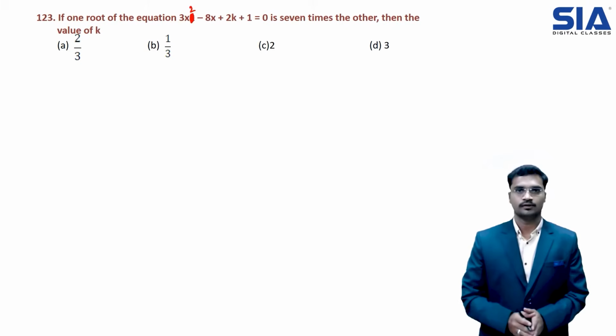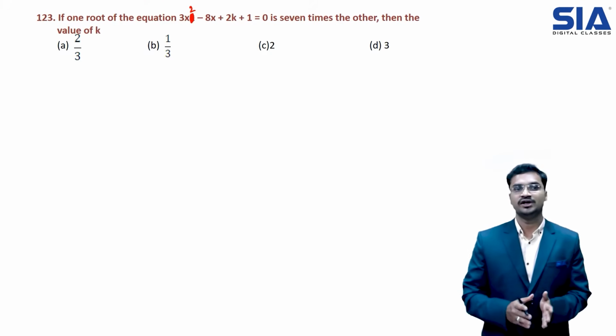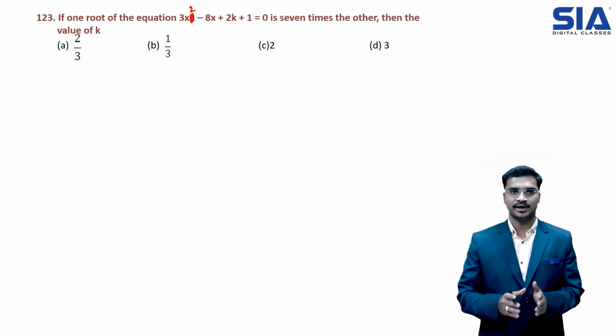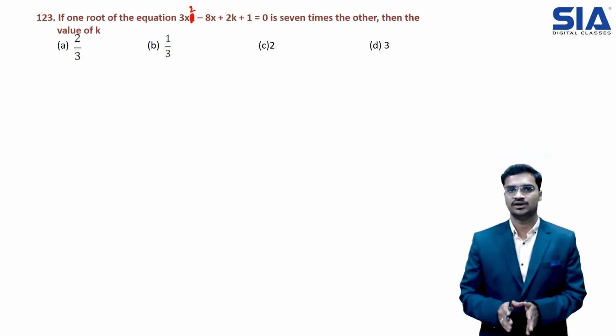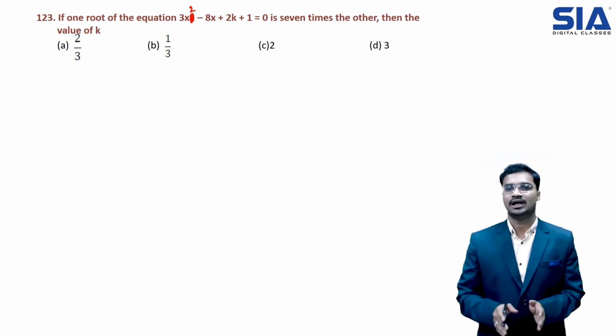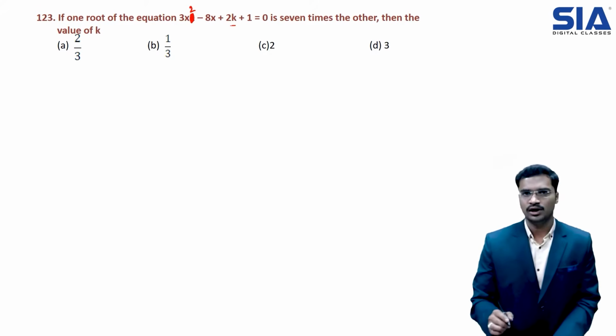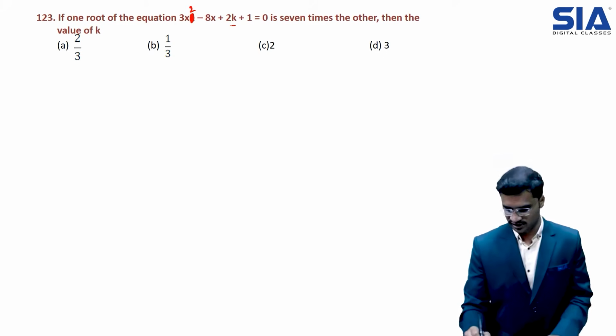Option A. Now coming to our next question, which is the 123rd question. If one root of the equation 3x square minus 8x plus 2k plus 1 is 7 times the other, then find the value of k. So let us take the roots of this equation as alpha and beta.